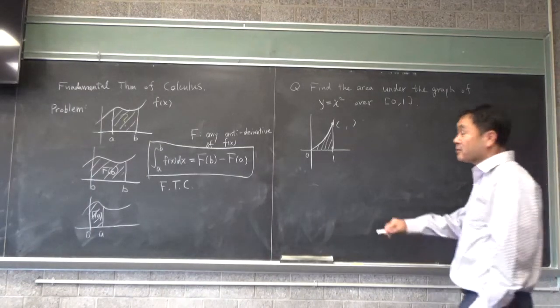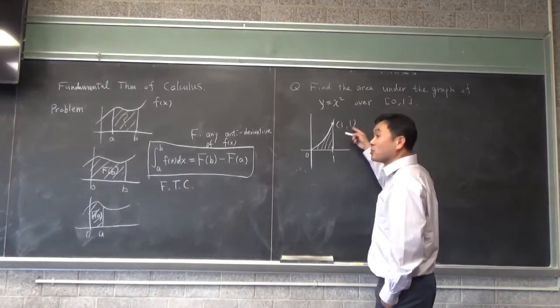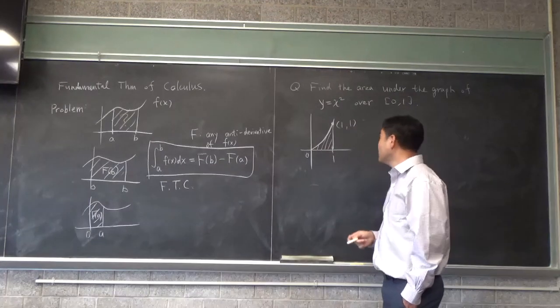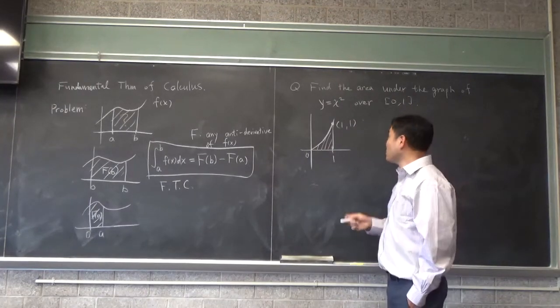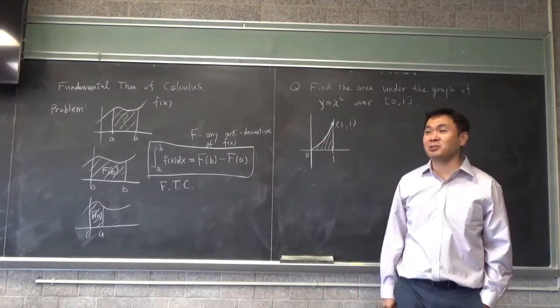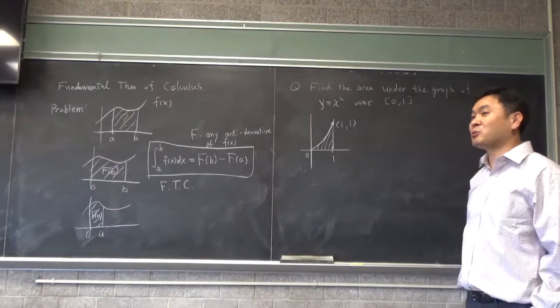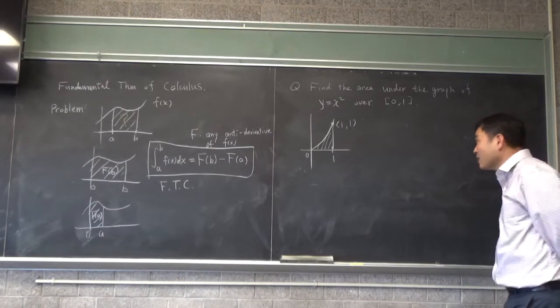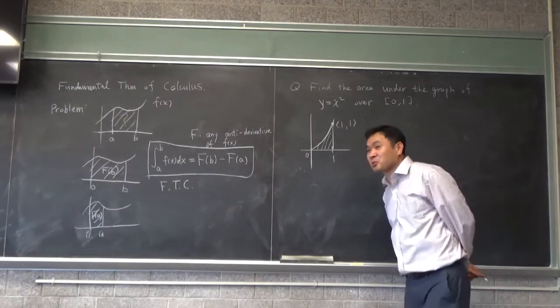1, 1, right? If you plug in 1, you get 1, so it's 1, 1. All right, I claim that without doing any calculation, this has to be less than 1/2. Do you see it? Why would that be true? Can somebody explain why this area better be less than 1/2?